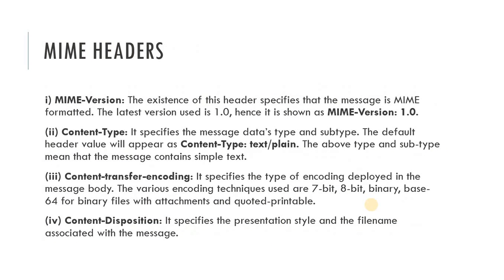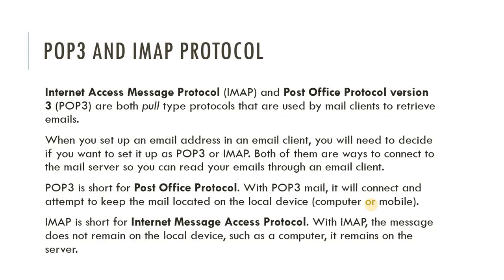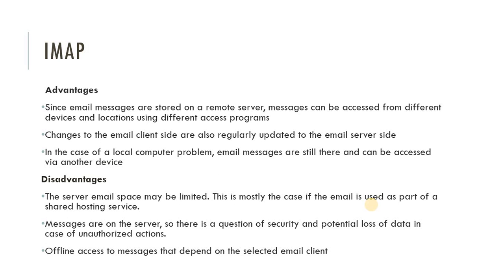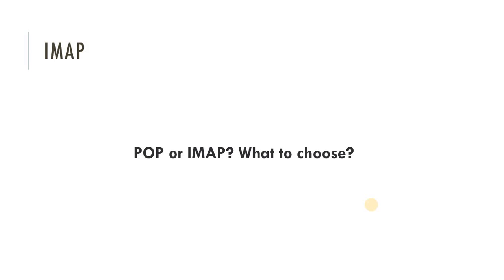So in this lecture we have learned the POP and IMAP protocols. POP and IMAP are both pull protocols that are used by the mail client to retrieve or receive the mail at the receiver side. Both have some advantages and disadvantages. In POP, we have to download the mail to read that message. While in IMAP, there is no need to download the mail. So IMAP is the better choice to receive messages at the receiver side.